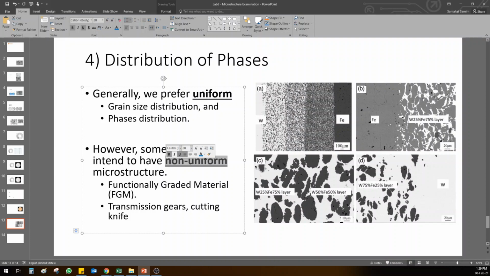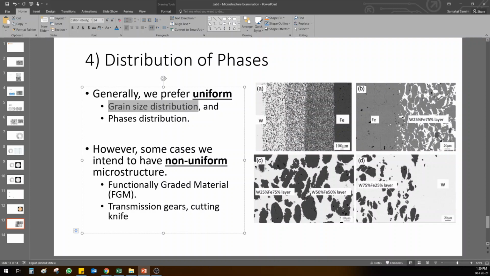So all the examples which I have shown you in the previous slides are examples of uniform distribution. Okay, and everywhere the microstructure is looking the same. The grain size distribution and the phase distribution is the same. It's homogeneous. If you move from one place to another place on the microstructure in the microscope, it will have the same distribution. This is the uniform distribution.